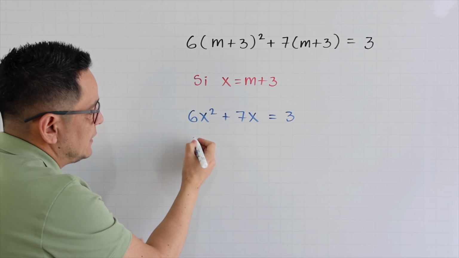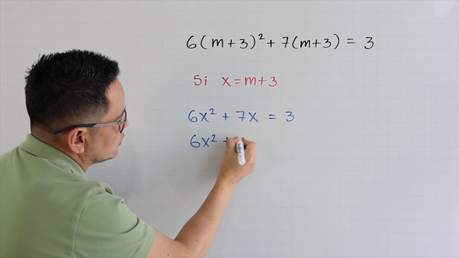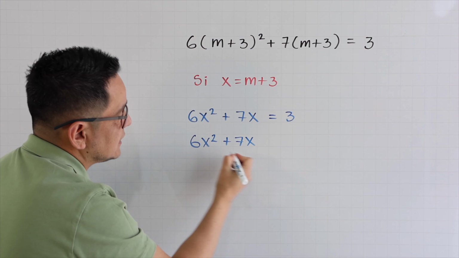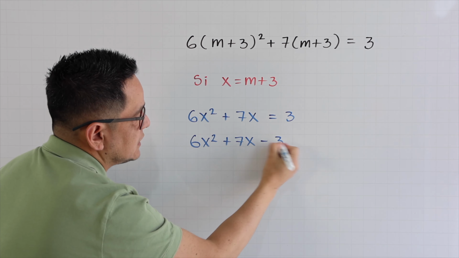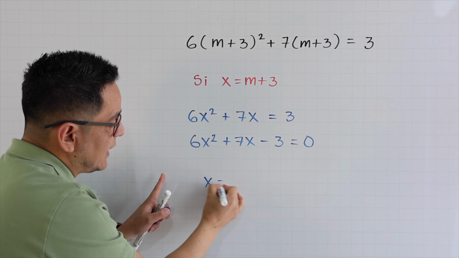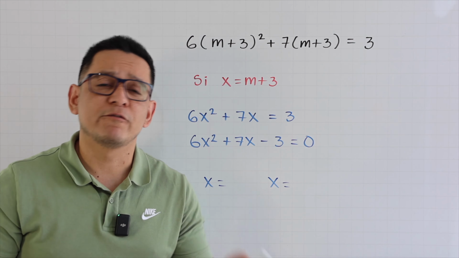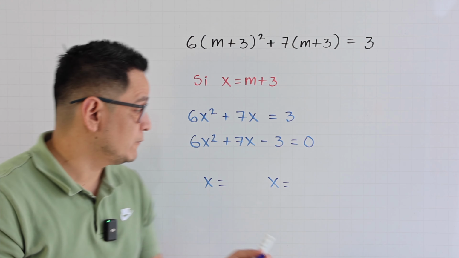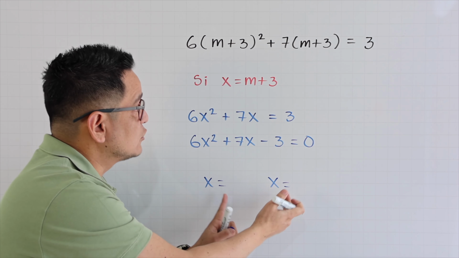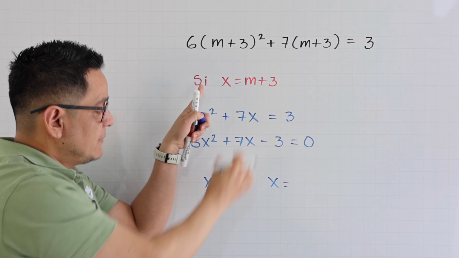Here I could simply move this 3 to the other side, subtracting. So I would have 6x squared plus 7x minus 3 equal to 0. And well, I could find the values for x. Okay, here I would find two values for x. I could do it with the quadratic formula or by factoring. Once I find the x values, I need to plug them in here. Starting with the first one I find.